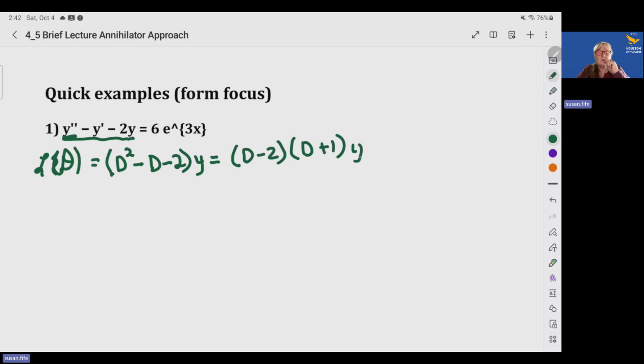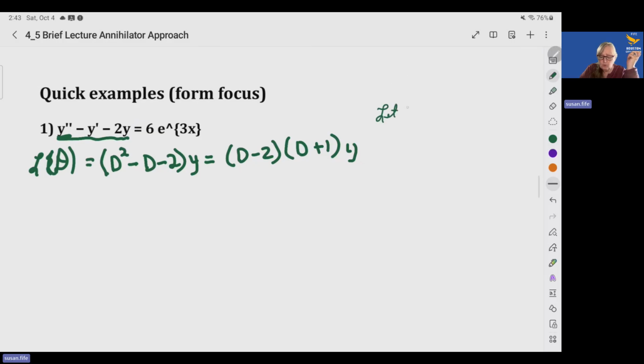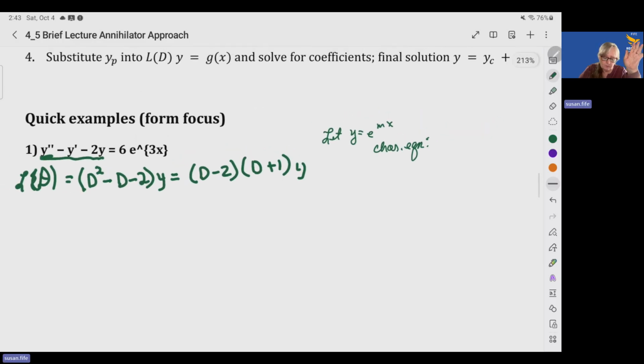Now, this D minus 2 times D plus 1 corresponds to this: if we had let y equal e to the mx, then our characteristic equation for the homogeneous equation would have been m squared minus m minus 2. Notice how that looks a lot like D squared minus D minus 2. So the equation that comes from the differential operator looks a lot like that characteristic equation.